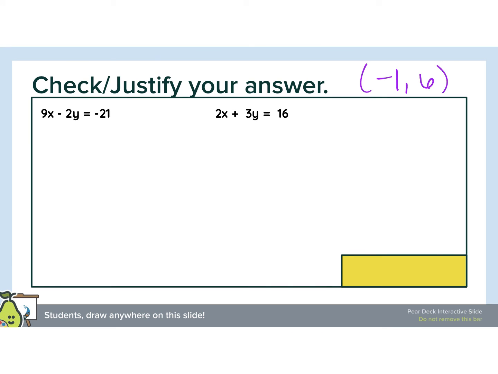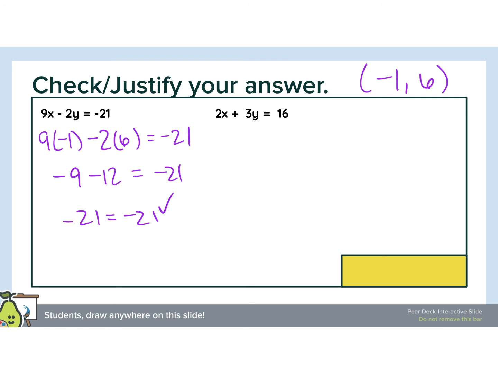I think it's negative 1, 6. I'm going to rewrite this, but instead of variables, I'm going to put parentheses, and then I'll fill in what those numbers are. So x is negative 1. Y is positive 6. This is negative 9 minus 12. I add because they're both negative, so I get 21, and I keep the sign. So the first one checks out.